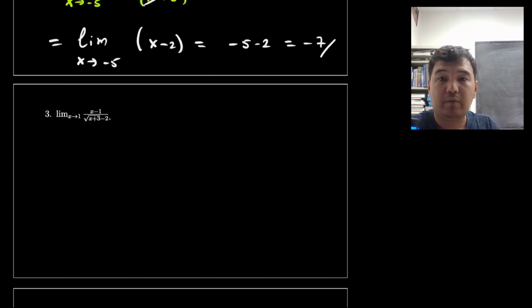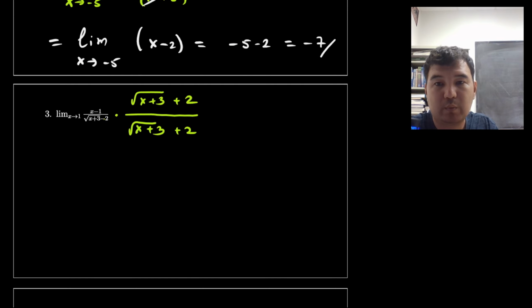Okay, here's another way of simplifying the expression. When you have square roots, we have one very interesting trick that we always use. That's a very important one. Here we have the square root of x plus 3 minus 2. You need to multiply both the numerator and denominator by its conjugate, which is the square root of x plus 3 plus 2, because we have minus 2, so we're multiplying by plus 2.